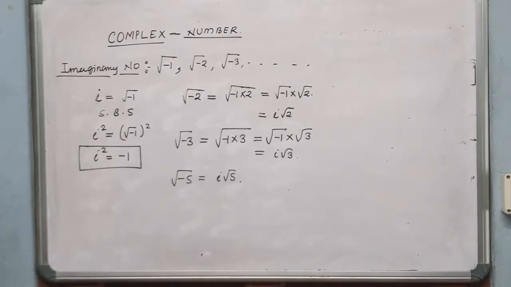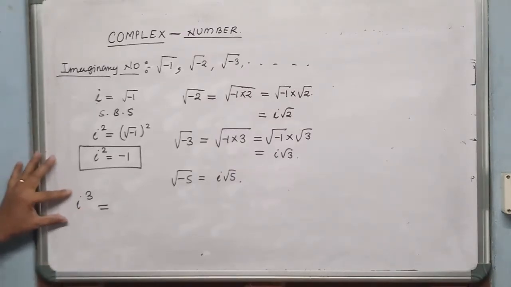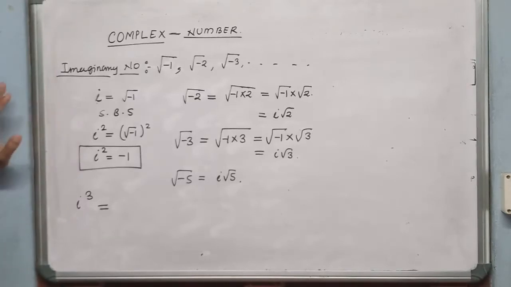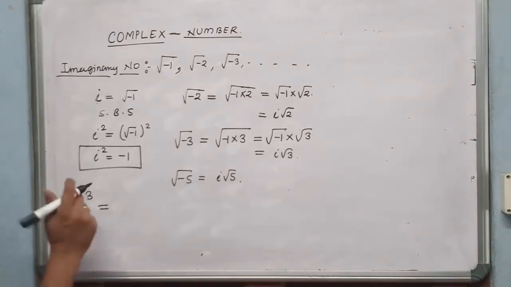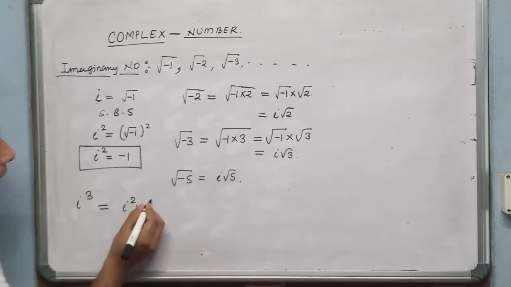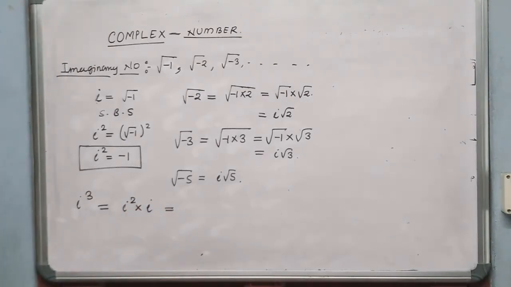Now the simplification of imaginary numbers. Suppose i is equal to under root -1 and i square equals -1, then what will be the value of i cubed? This concept, the simplification of imaginary numbers, is very, very important. If you are asked to calculate the value of a higher power of i, always try to convert the higher power of i in terms of i square. So i cubed means i square into i.